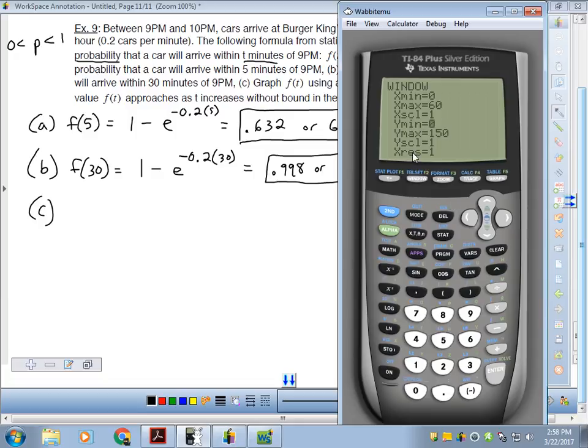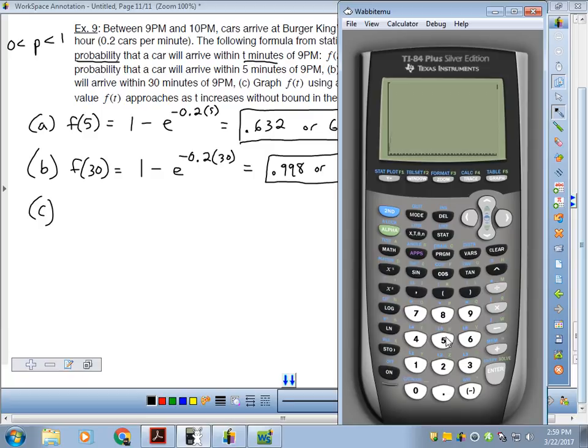All right. Y in this problem represents our f of t. And remember, f of t is a probability. And probabilities go from 0 to 1. So my y minimum is 0, my y maximum is going to be 1. And so when I graph it, there's my function.